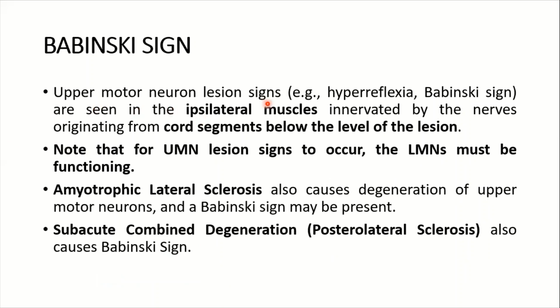So for upper motor neuron lesion signs, for example, hyperreflexia and Babinski sign, I have a separate video on the upper motor neuron lesions. I've already discussed all the signs and symptoms produced by upper motor neuron and lower motor neuron lesions. These are seen in the ipsilateral muscles innervated by the nerves originating from cord segments below the level of the lesion. So note that for upper motor neuron lesion signs to occur, the lower motor neuron must be functioning. It's very important, this line.